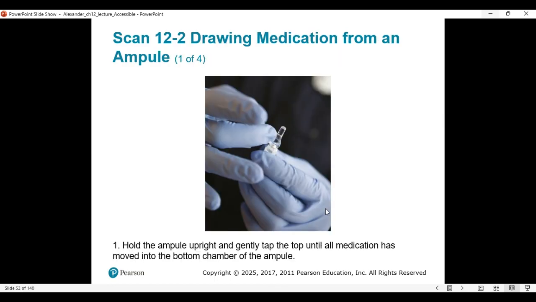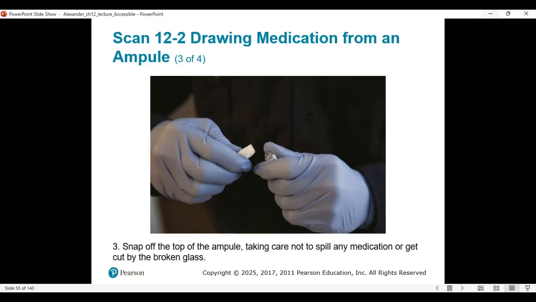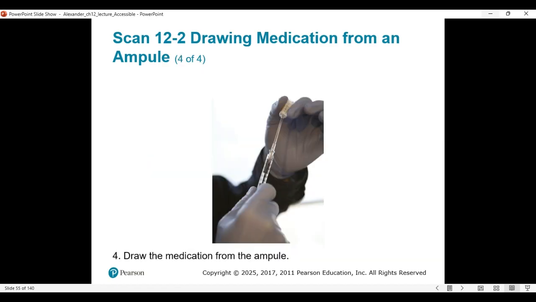Drawing medications from an ampule, you're going to hold the ampule upright and gently flick it to move all the fluid to the bottom of the chamber. We're going to grasp it with a piece of gauze or alcohol swab and gently snap off the ampule. We're going to make sure we don't spill the medication, and avoid getting cut by the glass. Draw the medication from the ampule, and just remember you're going to have to use a filter needle for this, and you can't use a filter needle to inject.